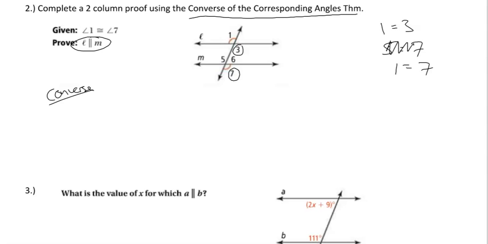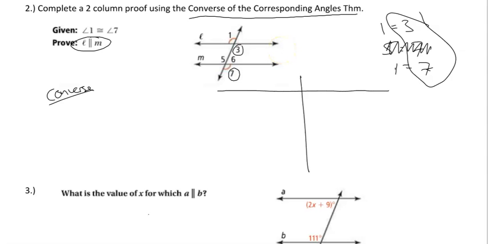Oh, we don't even need this. Look at that. 3 is to 1 and 1 is to 7. We don't need all the other information. So if 3 is to 1 and 1 is to 7, then 3 is to 7, and those are corresponding angles. So therefore, we are going to know that we can finish our proof.